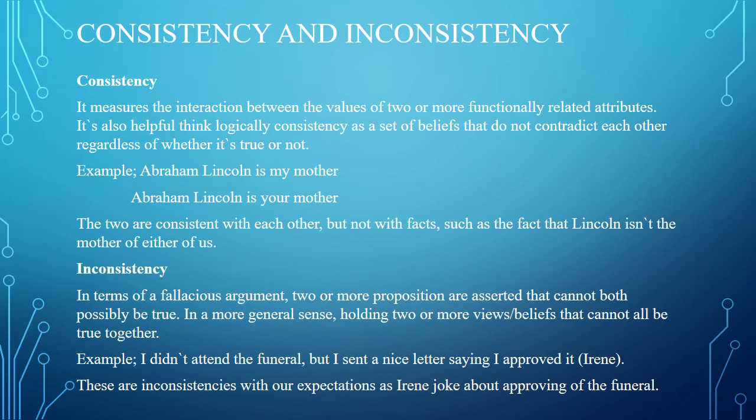Inconsistency. In terms of a fallacious argument, two or more propositions are asserted that cannot both possibly be true. In a more general sense, it is holding two or more views or beliefs that cannot all be true together. Example: I didn't attend the funeral but I sent a nice letter saying I approved of it. These are inconsistencies with our expectations.